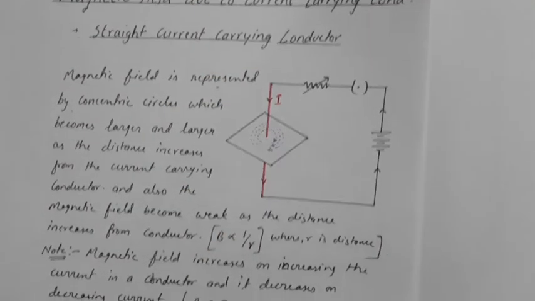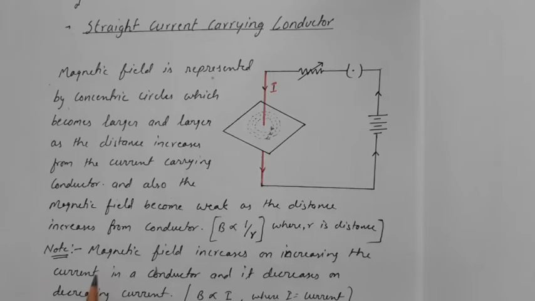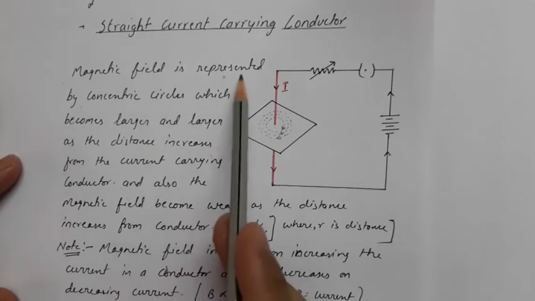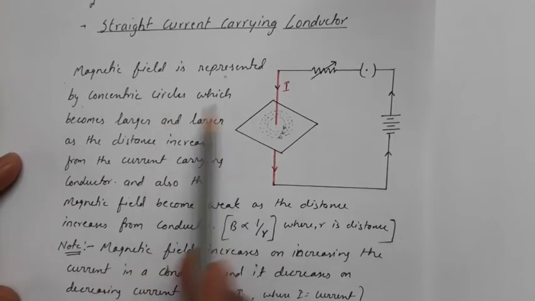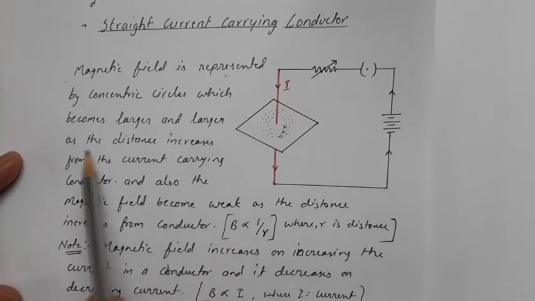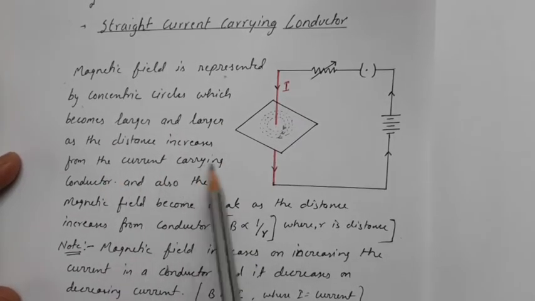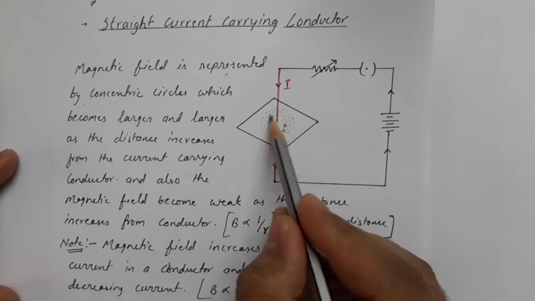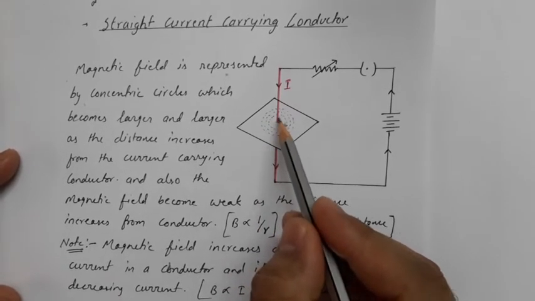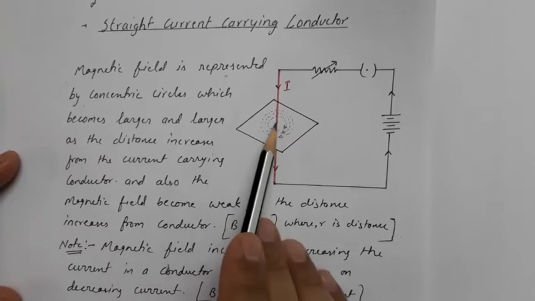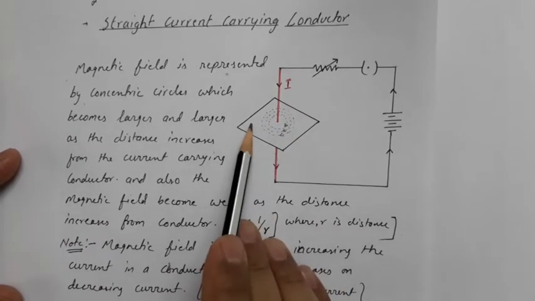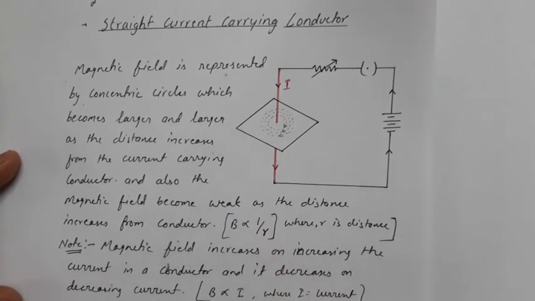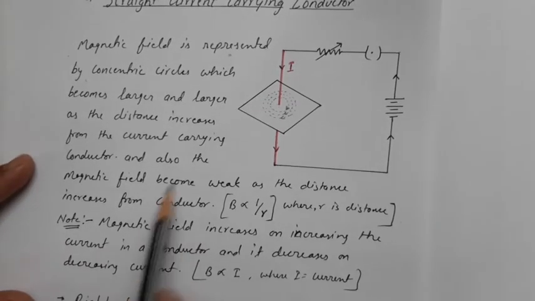So on the basis of this, we can say that the magnetic field is represented by concentric circles, which become larger and larger as the distance increases from the current carrying conductor. As we move away from the current carrying conductor, the radius of the concentric circle will increase, and as we move away from the current carrying conductor, the magnetic field strength will reduce. So how can we say that?